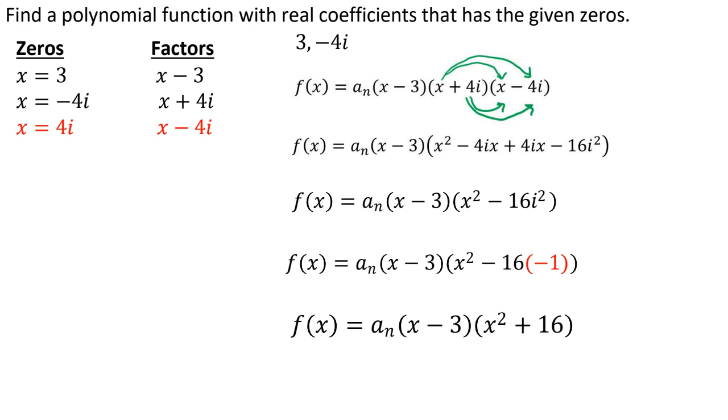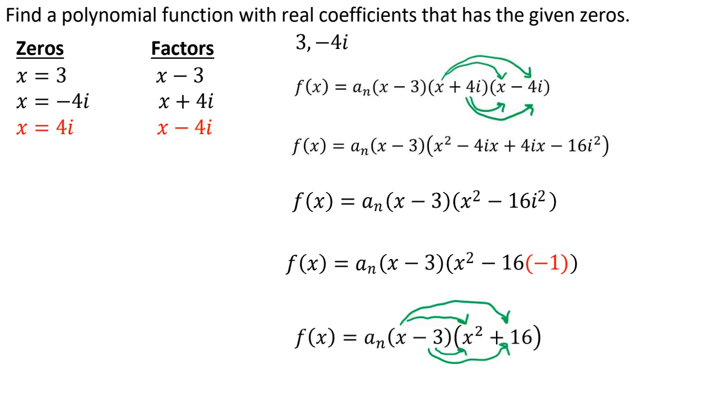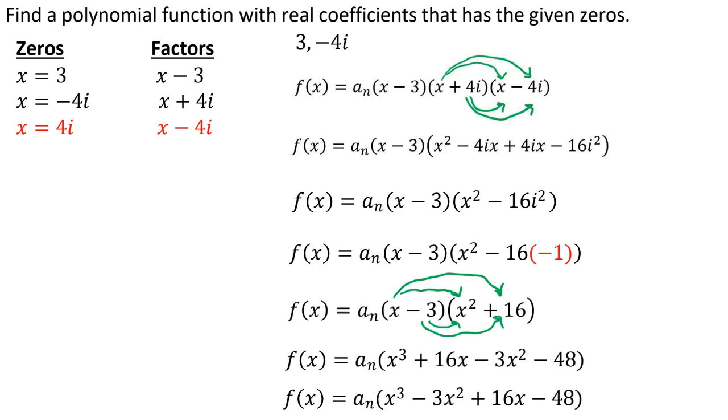Now I'm going to do one more multiplication: x minus 3 times x squared plus 16. So the x times the x squared, the x times the 16, the -3 times the x squared, and the -3 times the positive 16. When I do that, I have x cubed plus 16x minus 3x squared minus 48. There are no like terms that I can combine, so that is my answer. The only thing that I'm missing here is the a sub n. First I'm going to put this in descending order: x cubed minus 3x squared plus 16x minus 48.